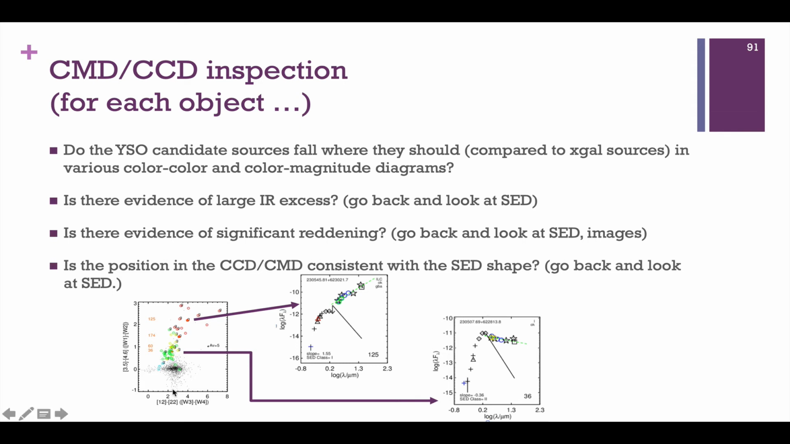Here I have just an example of a WISE color plot. And this source right here is red, really red in both WISE colors. And if you look at the SED, you see why. Yeah, it is a bright young star there. And then here we've got something that's much less substantially an outlier. It has much smaller excess. And if you go look at the SED, yep, that's consistent with that interpretation, all right.